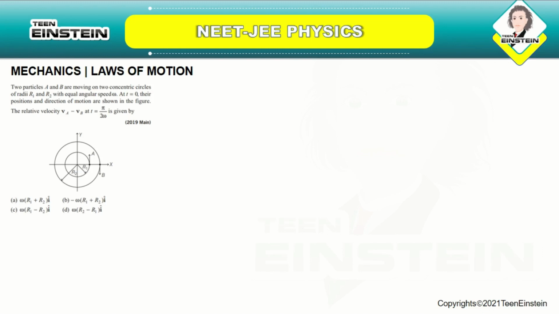So here they have shown the position and its direction of motion. You can see here. Now the angle rotated by each particle in the time duration will be theta is equal to omega into t, and here t is pi by 2 omega. So it is pi by 2 radian. So it is rotated by an angle of pi by 2 radian.